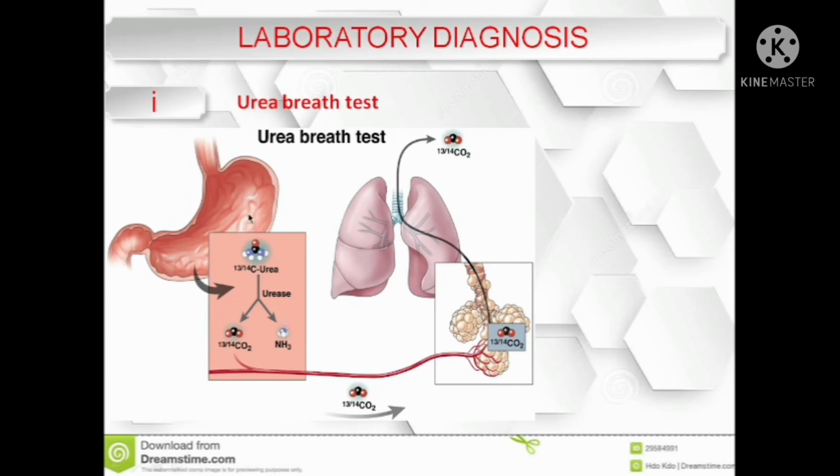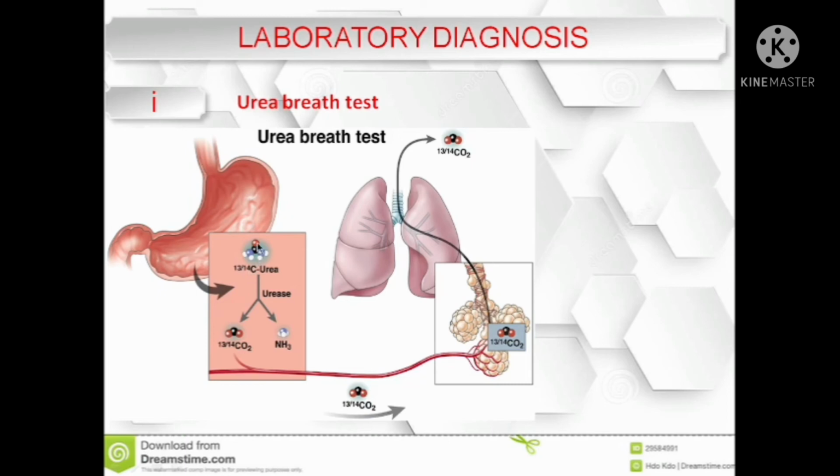But here we are specific to H. pylori. If this spreading of the labeled urea occurs, we are 100% sure that it is H. pylori, and so this test is actually preferable as compared to other tests. This one is very simple and very straightforward, and this is what most labs have engaged in. It's a very nice test.